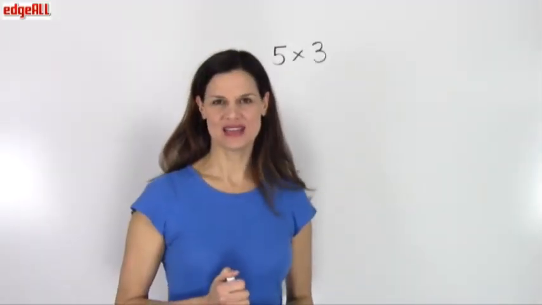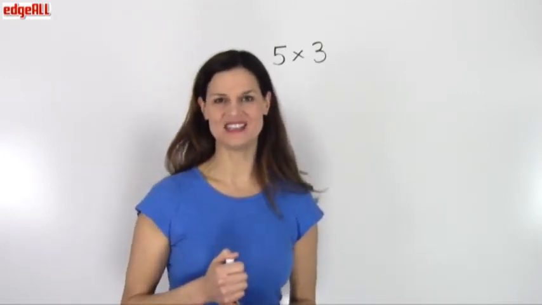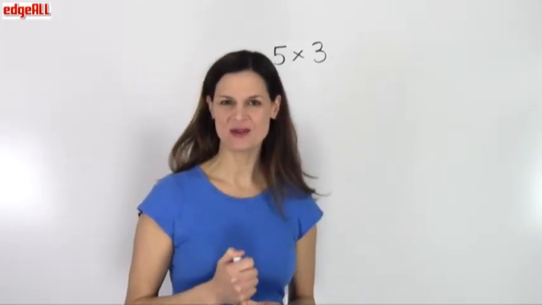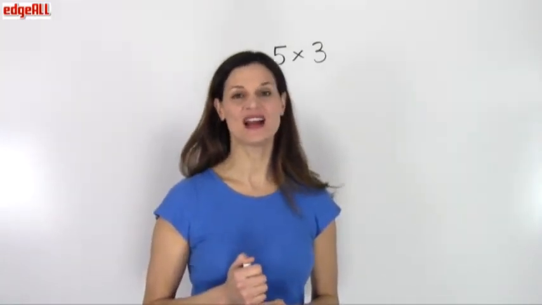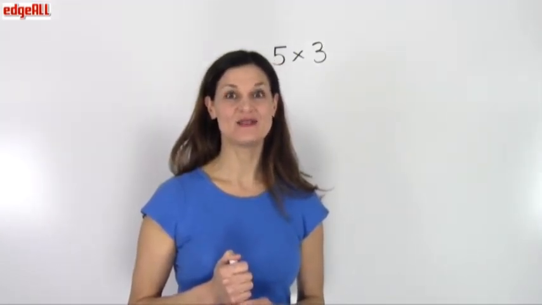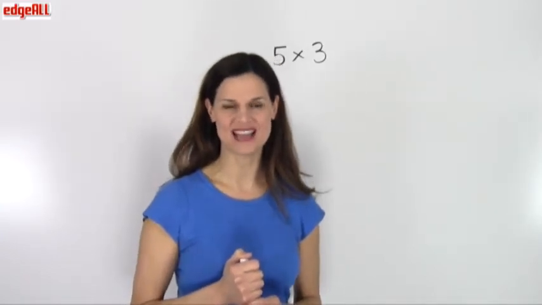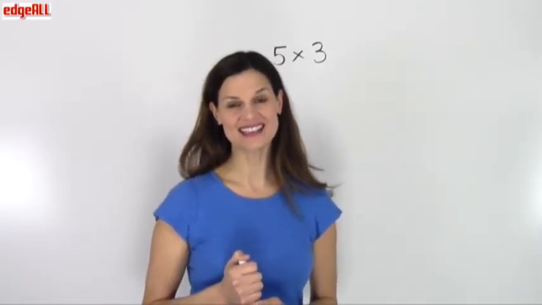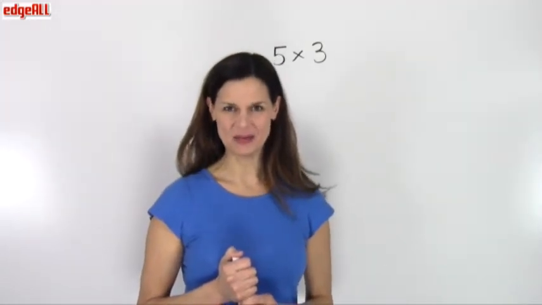When you are learning to multiply a one-digit number with another one-digit number, you should memorize the multiplication facts. If you do not memorize them, it becomes very hard to multiply. It's very important that you spend a lot of time memorizing the multiplication facts. Let's look at an example of a multiplication problem.